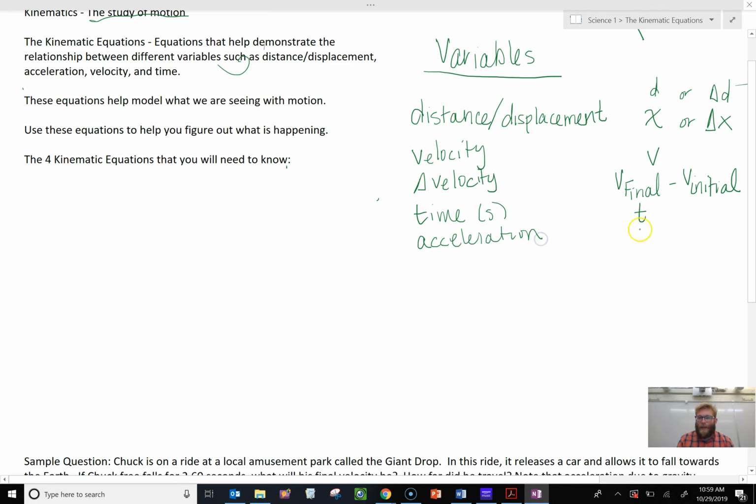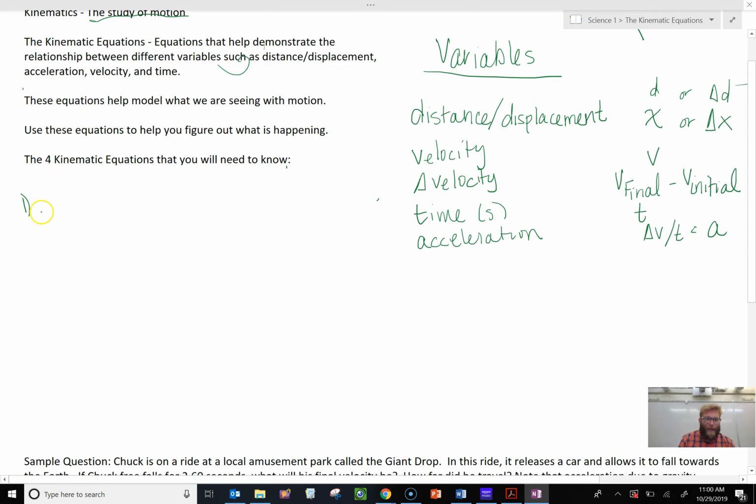And acceleration being that change in velocity over time, represented by the letter a. Okay, so we've looked at all of those different things, so we know what those things and those variables are. So the kinematic equations are just showing the relationships of each of those things, so how we can find certain different aspects of motion.